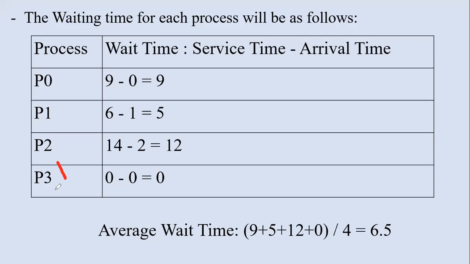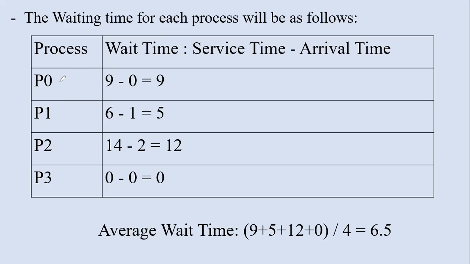Process P3, because it has the highest priority, will start being serviced at time 0. Its arrival time is 0. So the waiting time is 0 minus 0. Then the next process in the queue is process P1. It has service time 6. Arrival time is 1. So waiting time will be 5.